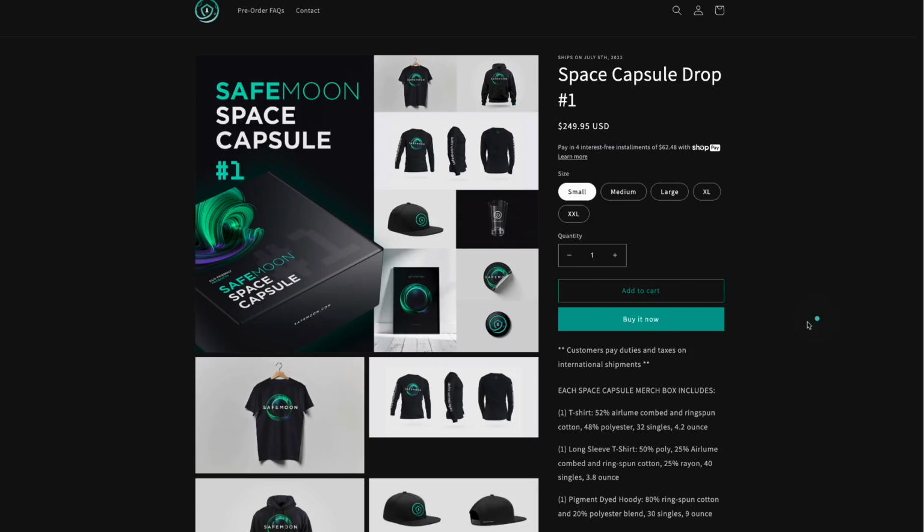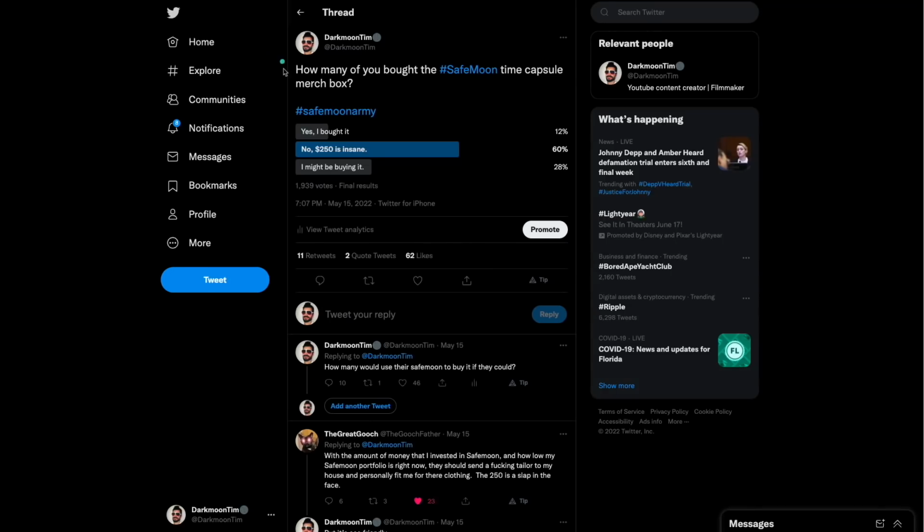Let me see how many people would actually want to go and purchase this. If we fly on over to this, this is my Twitter account. And on my Twitter, I decided to tweet out this. It said, how many of you bought the hashtag Safemoon time capsule merch box? Sorry guys, it's the space capsule, not the time capsule. Hashtag Safemoonarmy. And out of the almost 2,000 people that responded to it, only 12% of those people, or 24 people, said that they have already bought the box. No to $250 because it's insane. So that's 60% of people think the price is too high. And then there is still 28% of people that are considering buying the merch box.